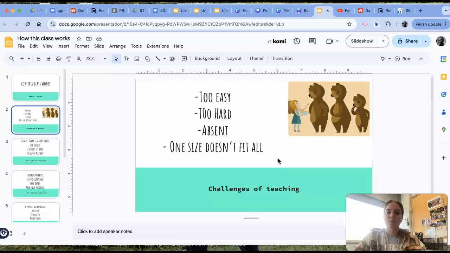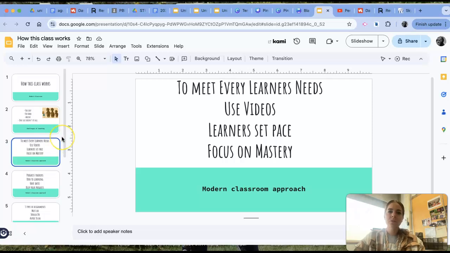So a modern classroom approach is going to try to help alleviate some of those challenges or barriers that you are having. The modern classroom approach is trying to meet all of your needs, and your primary way of getting instruction will be through videos or through the online pieces. Learners will set their own pace, and we will focus on mastery.